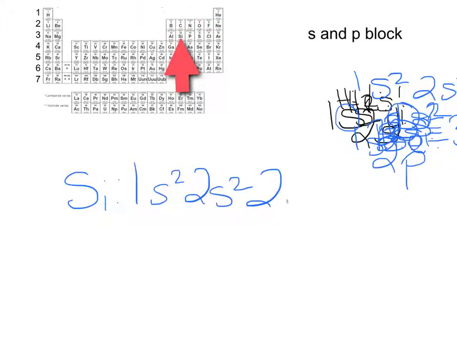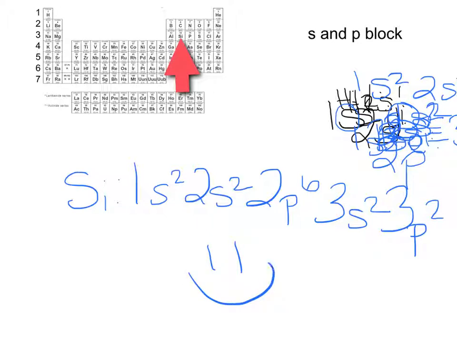So I have 2p6. Might need another line for this one. Then I've got my third line, 3s2. I think I'm good, maybe. And then, still in the third row, 3p2. Full octet. Yay! Alright, so if you want to keep going, I'm going to do some more complicated stuff.